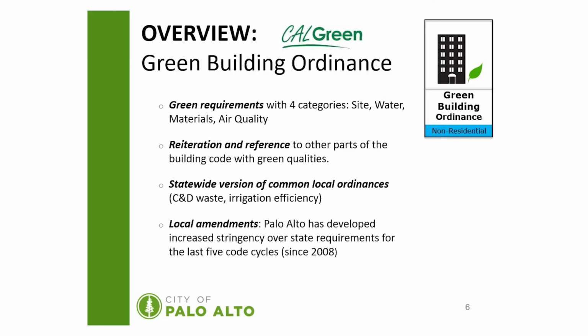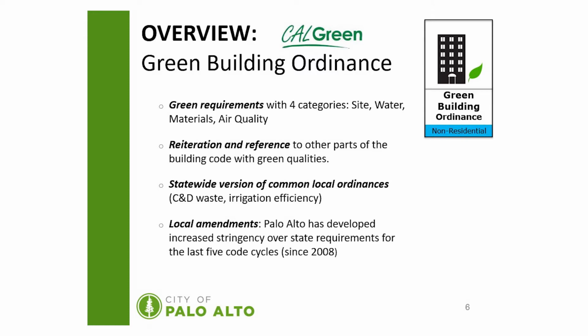So the Green Building Ordinance contains green requirements within four categories: site, water, materials, and air quality. It contains several reiterations and references to other parts of the building code with green qualities. It also contains statewide versions of common local ordinances, as well as local amendments that have been developed by the local jurisdiction and in cooperation with the Green Building Advisory Group.